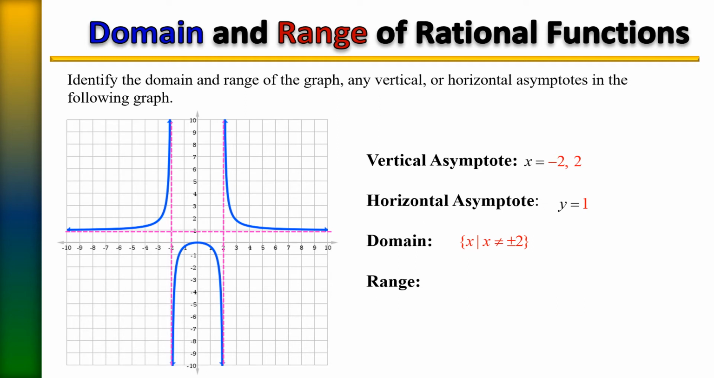And then our range. How far does this graph extend both up and down? So it looks like the graph would be at every point, but the point that is excluded from the range would be where our asymptote is, and that is at 1. So it's going to include all real numbers except 1.